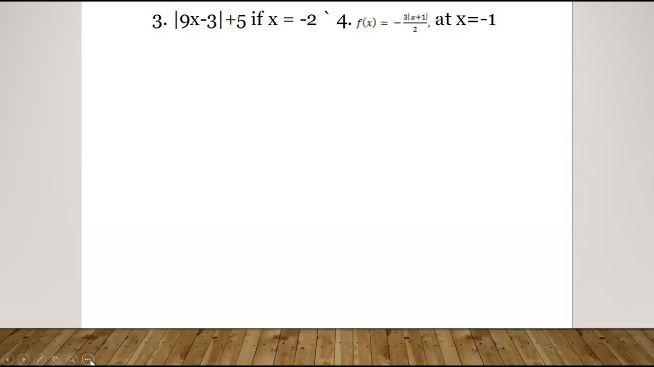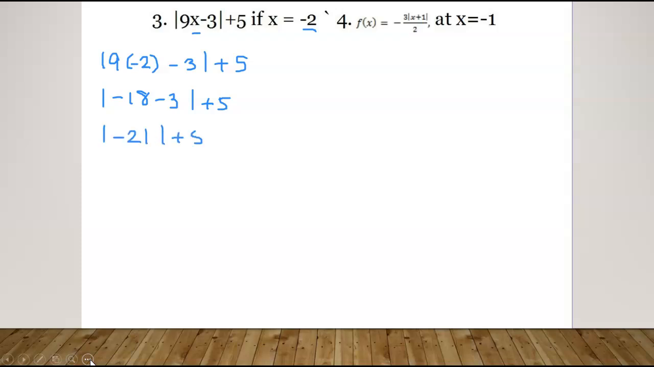Same idea. Plugging in your negative 2 for your x, you get absolute value of 9 times negative 2 minus 3 plus 5. So you get absolute value of negative 18 minus 3. So you have the absolute value of negative 21 plus 5. So that's 21 plus 5, which is 26. Again, it's good habit to get into boxing your answers in. It will make checking them much easier.